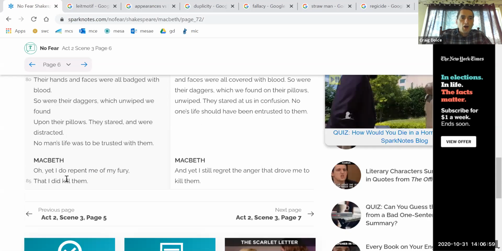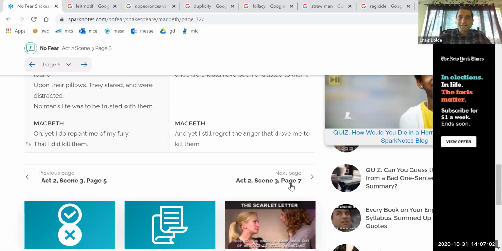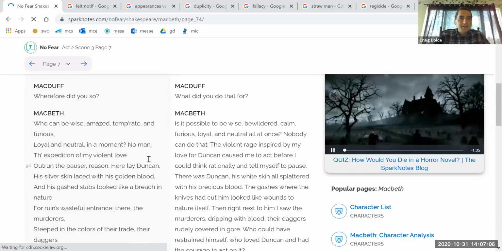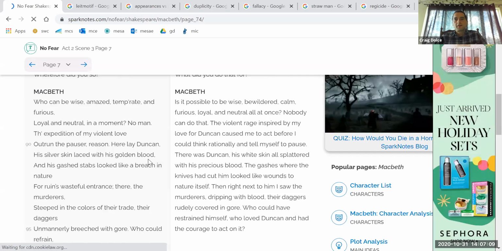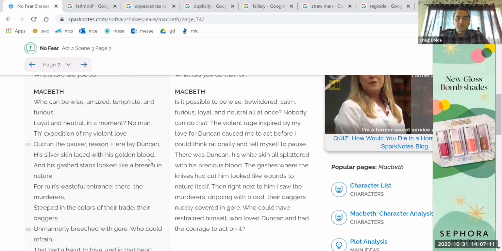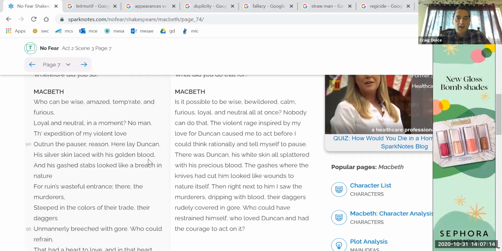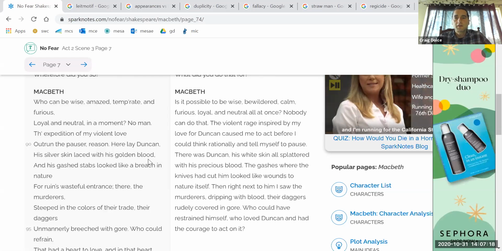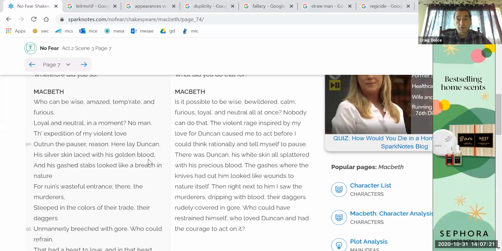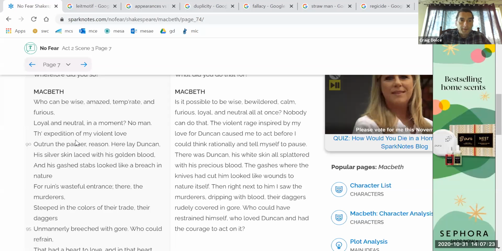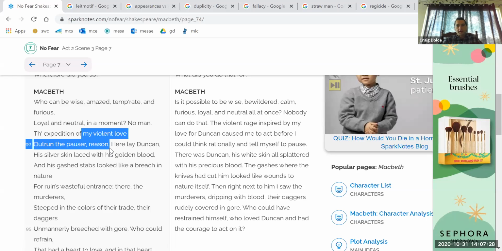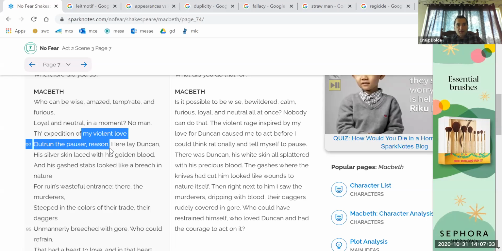So what does Macbeth say? "Oh, yet I do repent me of my fury that I did kill them." And everybody's like, what? So look at his appeal here. Again, he's trying to say that this was a crime of passion, and that if you loved Duncan like I loved Duncan, you would have done what I did. Doesn't seem very logical to me. Doesn't seem like a sound argument. "My violent love outran the pauser reason." Is that not the insanity defense in itself?